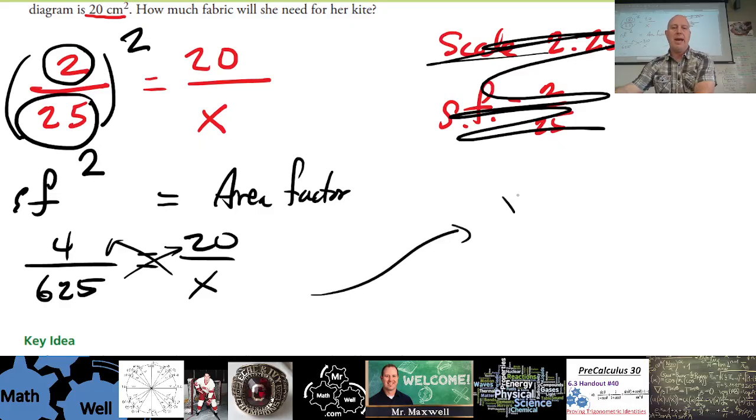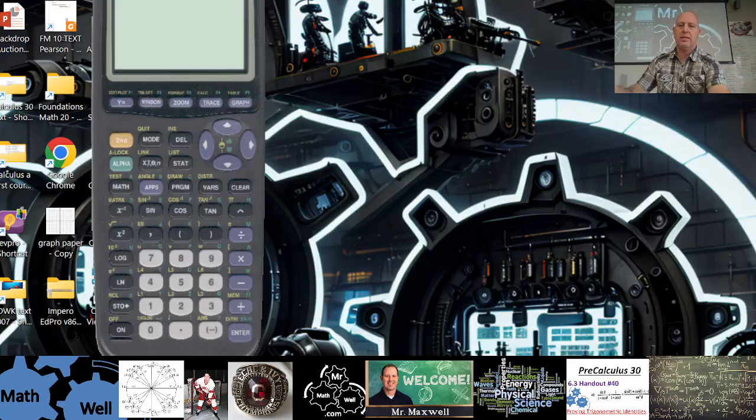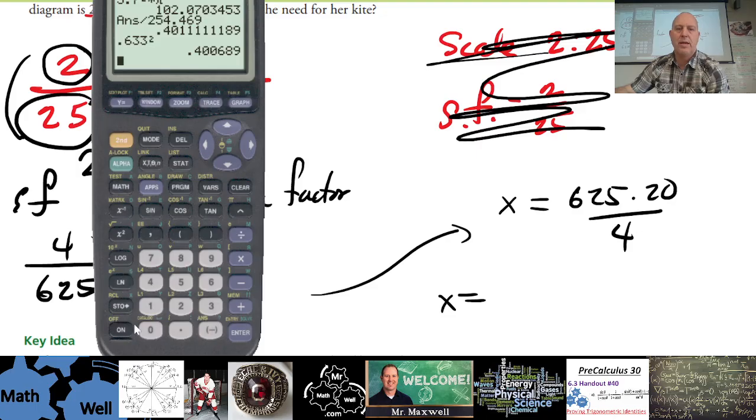You're going to have x equals 625 times 20, divided by 4. Let's see what happens here. That's their second method in the book, that's the way they did it. This one's a reduction: 625 times 20 divided by 4.